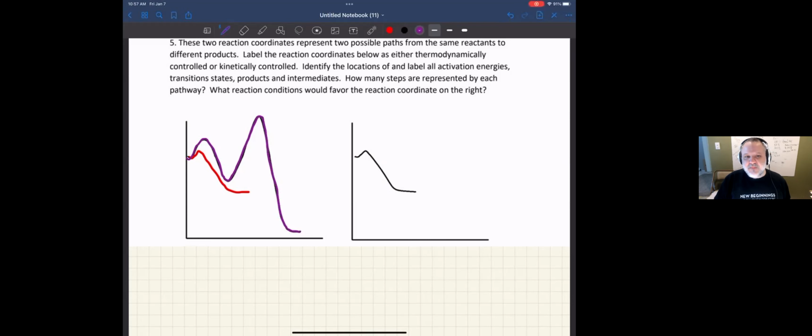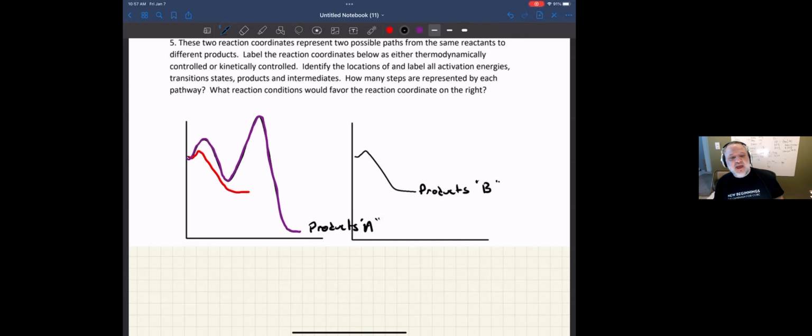Now, let's do some of the basic stuff. It wants us to identify activation energies, transition states, products, and intermediates. Let's go ahead and do that. We've got products here, so let's call these products B, and let's call these products A.